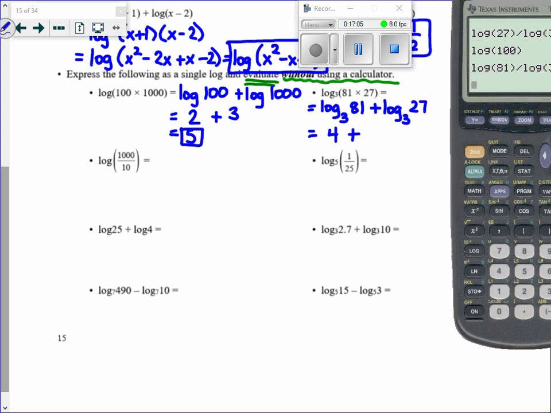Log 3 of 27, 3 raised to the what power is 27? 3 times 3 times 3, right, 3 cubed. So that gives me an answer of 7.